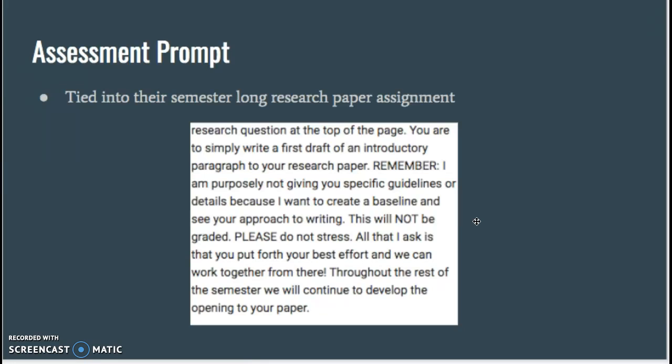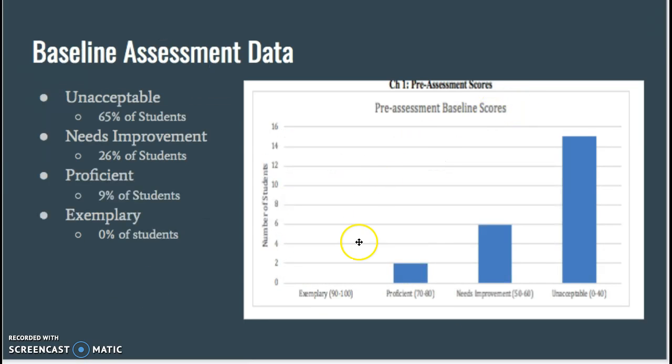I urged that this was not graded, and I really didn't want them to stress. I just wanted them to put forth their best effort, and I wanted them to know that we would work from there. So the data that you'll see here is the data from the baseline assessment. Not really surprisingly, you'll see that 65% of my students scored in the unacceptable range, which was a 0 to 40. So the scale that I used had a possible of 10 points, and then I just converted that into percentage.